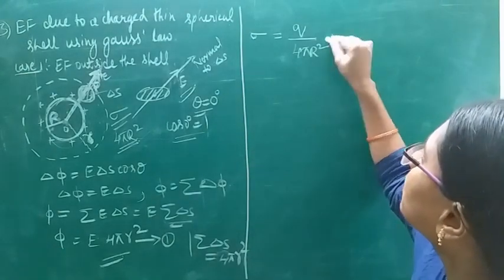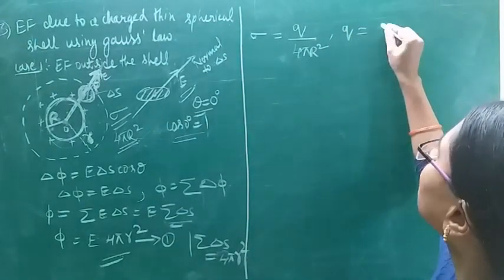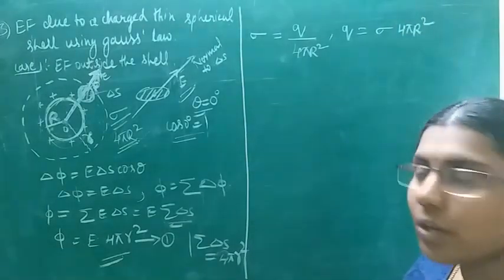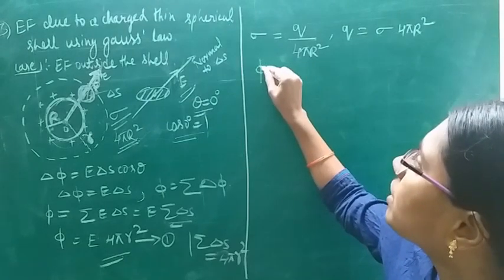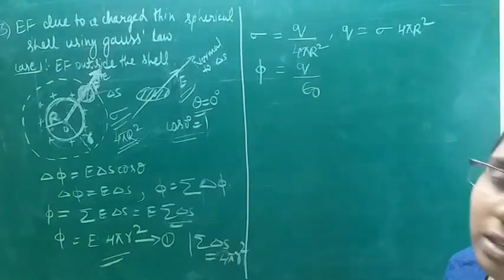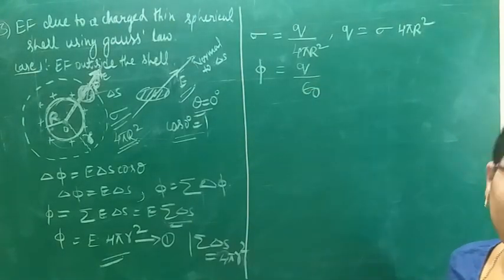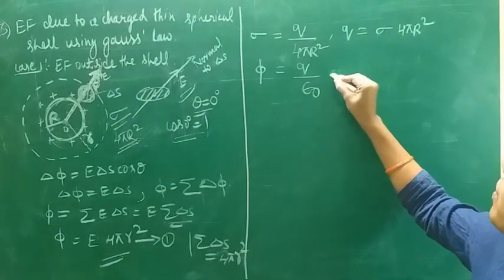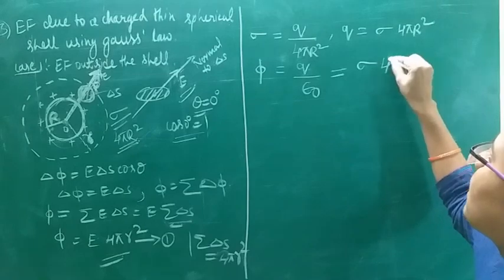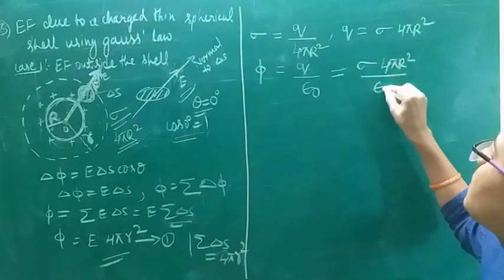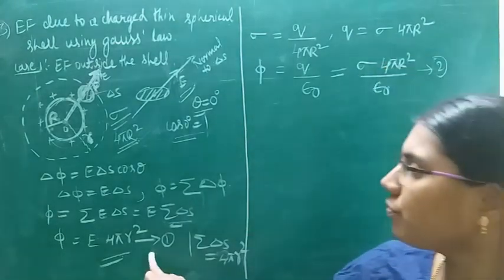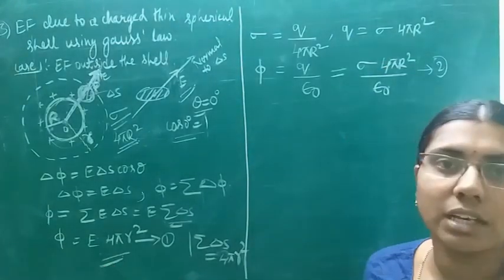Okay. So now the total charge is given by Q is equal to sigma into 4 pi r square. According to Gauss law, the total flux is given by phi is equal to Q divided by epsilon naught. We already found the total charge value, therefore we can write Q as sigma into 4 pi r square divided by epsilon naught. Let us take this as equation 2. From equation 1, we know the value of phi, that is E into 4 pi r square.